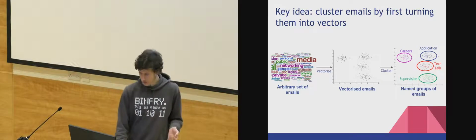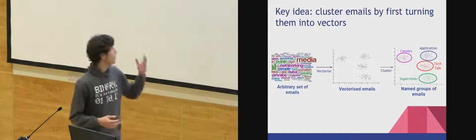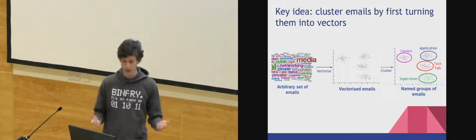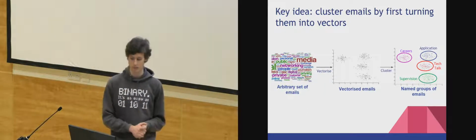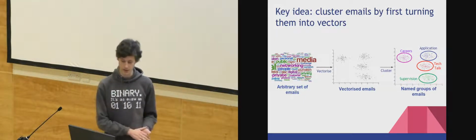Now, to implement the main feature, we had to take an email that's just purely text, vectorize it so that we get vectors that we can actually run a clustering algorithm on, and then finally name the clusters.